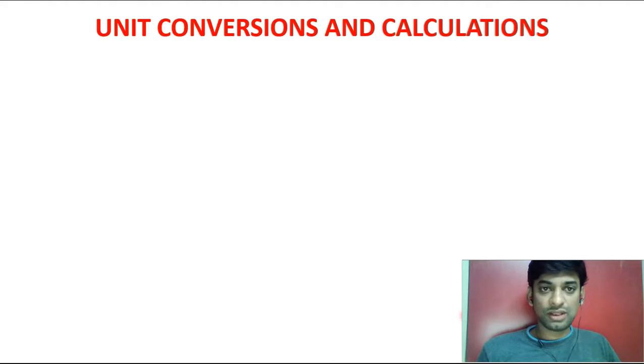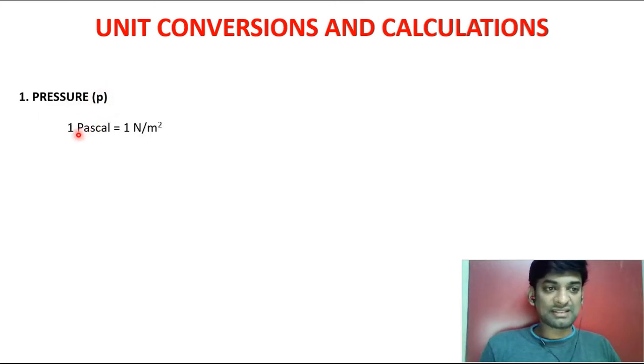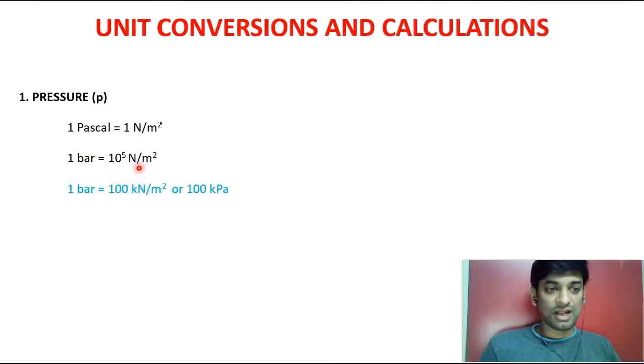Hi, today we are going to see about unit conversions and calculations. Let me start with pressure. Pressure will always be denoted as lowercase p, that is small p. The unit may be represented as Pascal. 1 Pascal is equal to 1 Newton per meter square. Another form is bar. 1 bar is equal to 10 power 5 Newton per meter square. Another form, 1 bar is equal to 100 kilonewton per meter square. Look at this. This is 10 power 5 Newton per meter square.